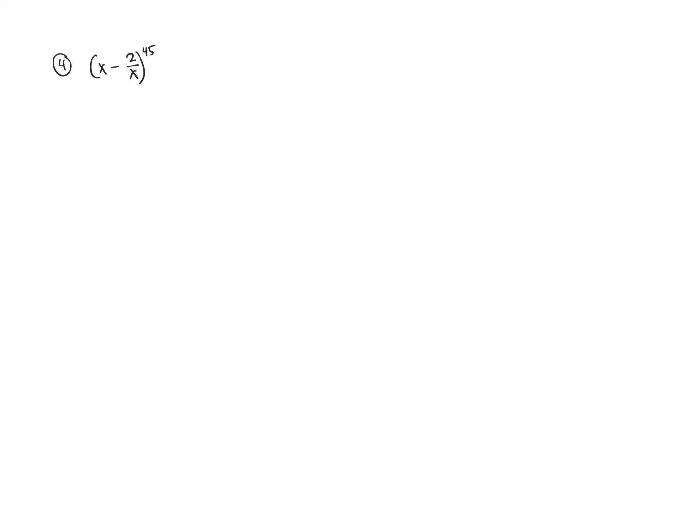Hi everyone, I'm here to help you with number 4. It says consider the expansion (x minus 2 over x) to the power of 45. Part A says find the first 3 terms of the expansion.